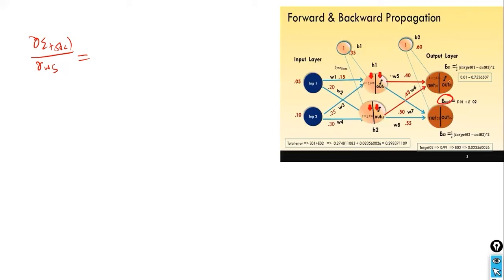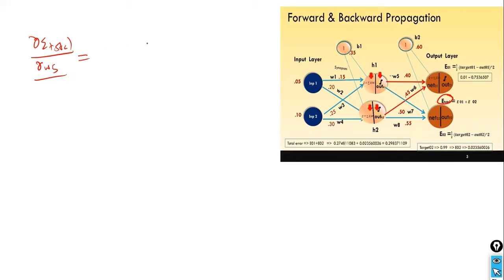This total is depending on the out o1, and the out o1 is depending on the net o1, and the net o1 is depending on W5. If I write the derivative of this function here, this derivative is a composite derivative function, which means we can write this with different intermediary functions.